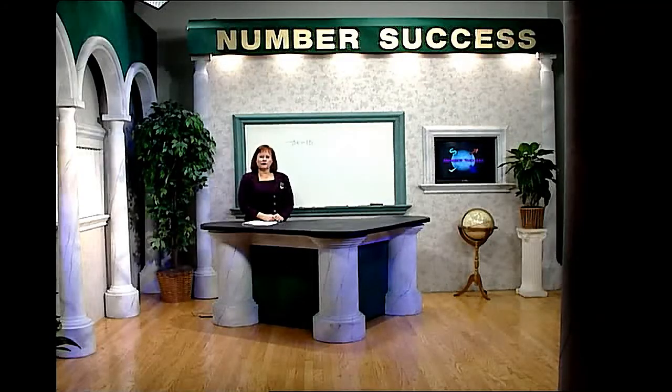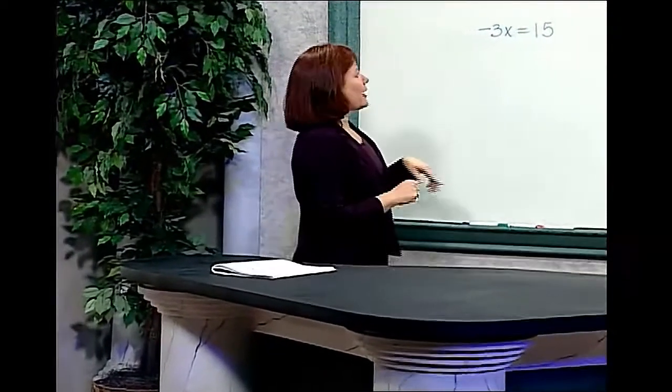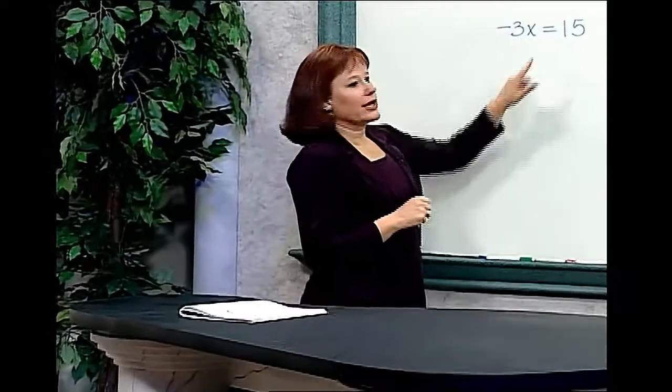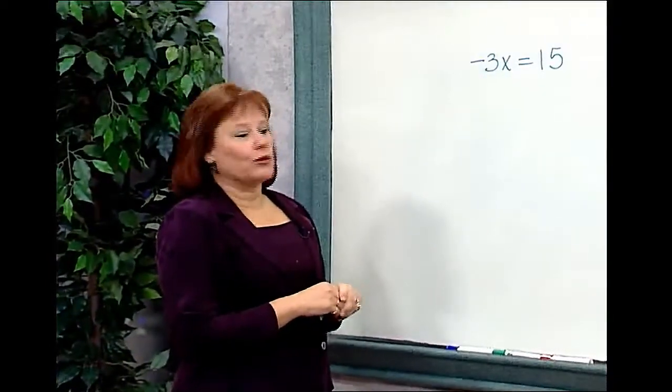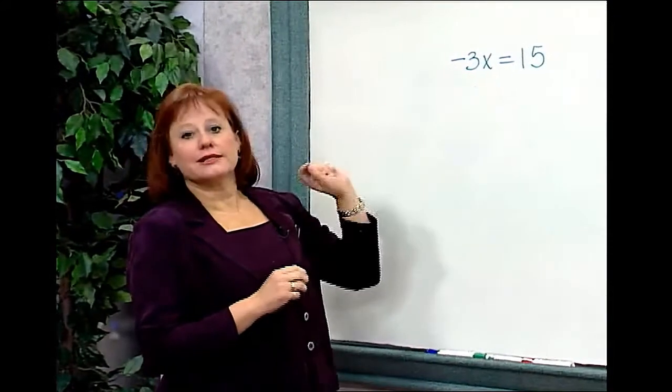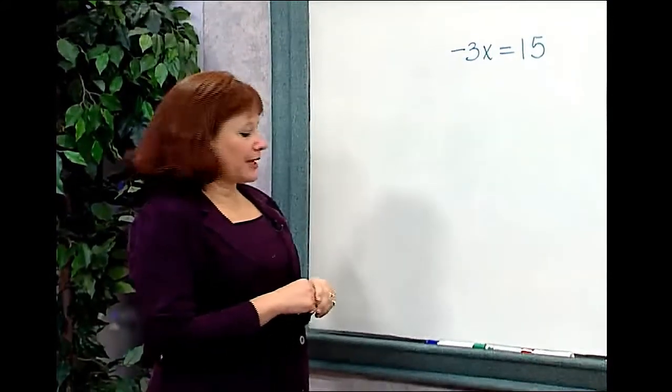Solving equations using division. In some equations, it's necessary to use division on both sides of the equation in order to be able to solve for the variable. In the problem I have written on the board, we have negative 3x is equal to 15. You'll remember that negative 3x means the same as negative 3 times x.